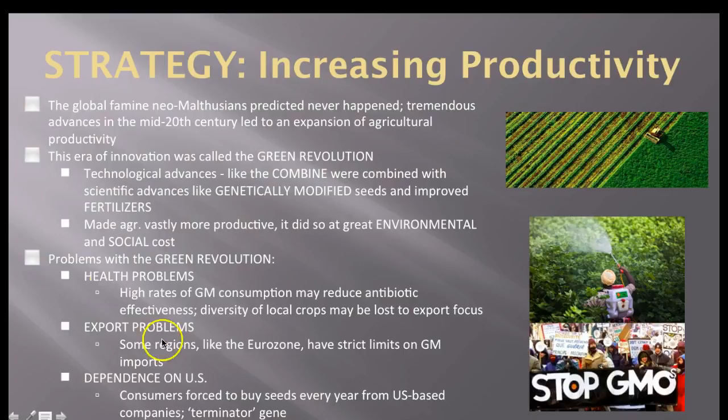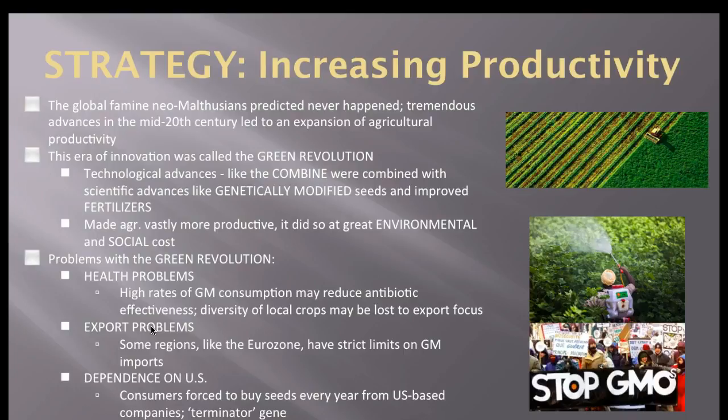Now, some problems with exporting for them: in some regions like the Eurozone, they have really strict limits in the European Union when it comes to genetically modified crops. So all these developing countries that are moving towards this, if they try selling them to Europeans, they may not be able to. It might be outlawed for them to actually sell that to people in Europe. So that's one group of people they cannot actually sell all of their crops to.